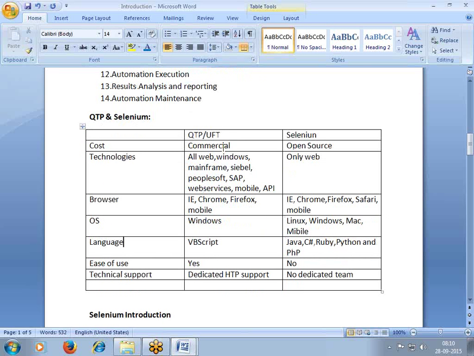And what is the language in QTP? VBScript. Only VBScript is the language that we can use in QTP. But in Selenium, we can use different languages, whatever you know. If I know Java, I can use Java. If I know C Sharp, I can use C Sharp. If I know PHP, I can use PHP. Either Java, C Sharp, Ruby, Python, or PHP. All these languages are supported by Selenium.